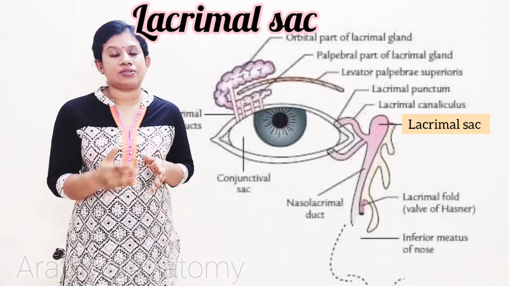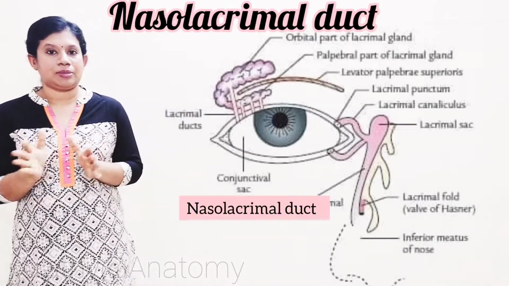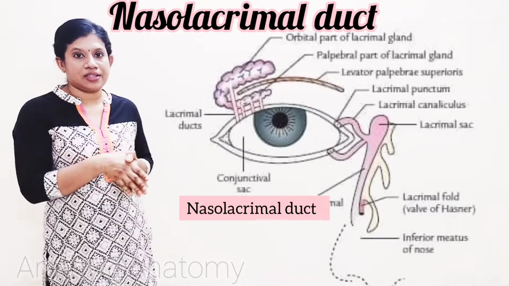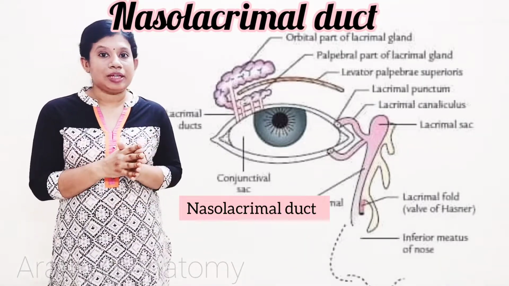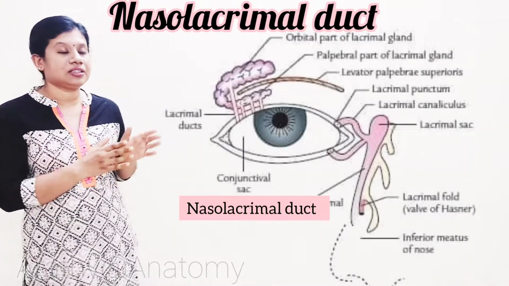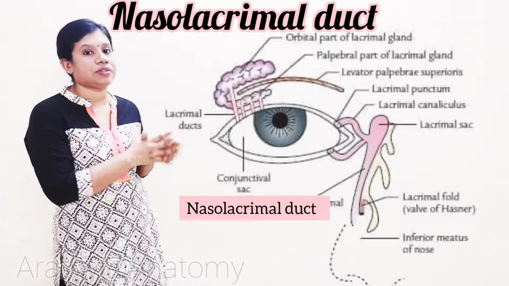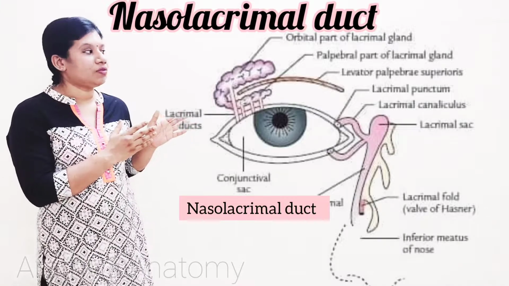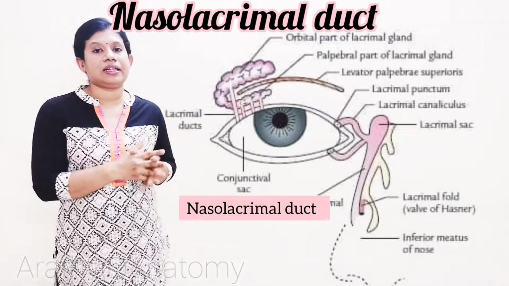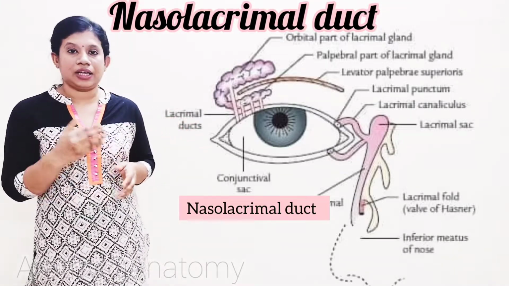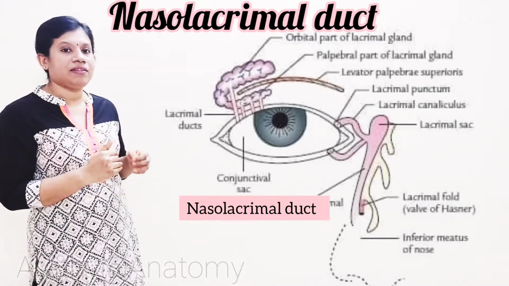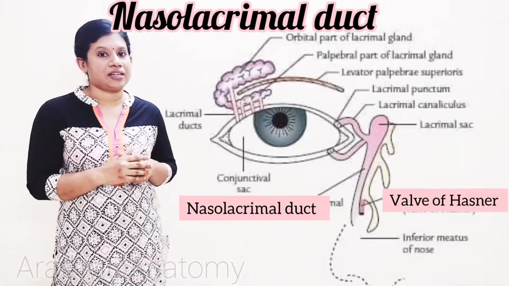Now moving on to the last one, the nasolacrimal duct. The nasolacrimal duct is a membranous passage about 18 mm in length. It begins from the lower end of the lacrimal sac. It continues downwards, backwards and laterally, and finally it opens into the inferior meatus of the nose, where it is guarded by a valve called the valve of Hasner.